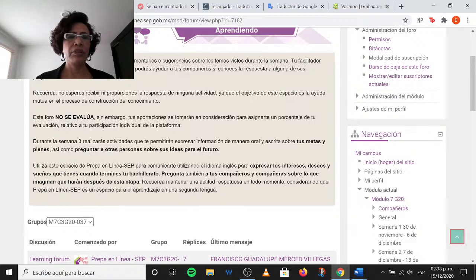It says here, during the week, you are doing 3 activities that let you inform in written and speaking about your goals and your plans, and ask other person about their future plans. You use this space or this forum, okay, to express interest, desires, and dreams that you have when you finish your Prepa en Línea SEP. And you have to ask, or it's recommended to ask your partners about what they imagine their life will be once they finish Prepa en Línea SEP. This is what you have to do. You have to participate, you have to ask questions, because it's very important not only to participate in the individual way, but also to interact with your partners. Very good.